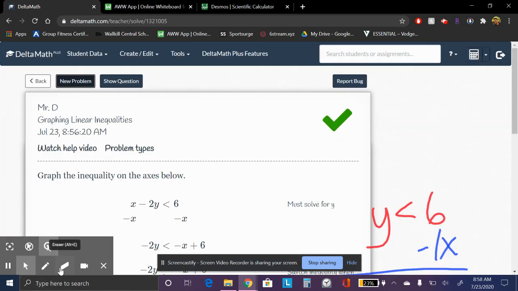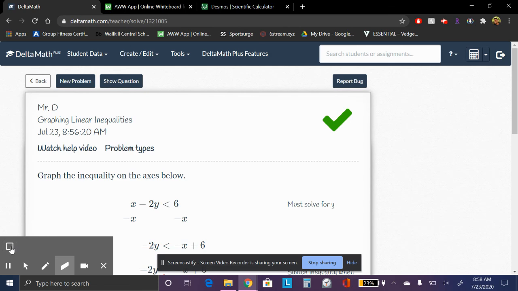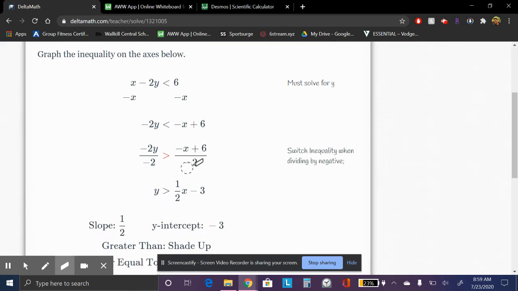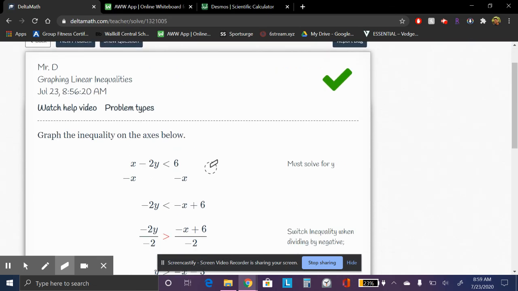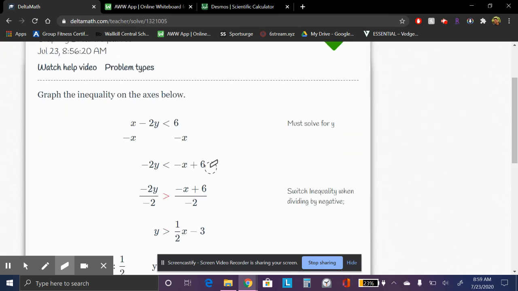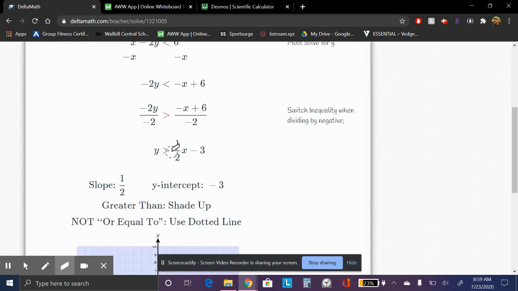Bam. Nice. Good thing I caught myself. Remember, whenever you divide both sides by a negative number, it switches around the inequality. Also, leave your fractions. Don't convert them into decimals when you divide both sides by a certain number. Pointing away from y, you shade above. This points away from y, so you shade above. Everything else, you shade below.